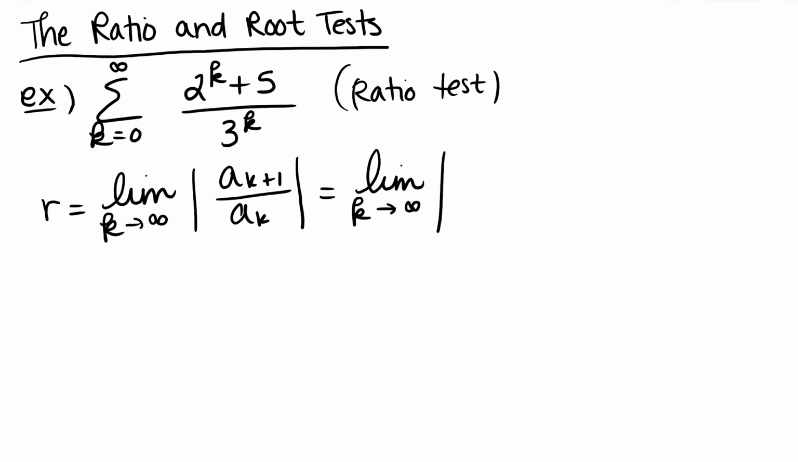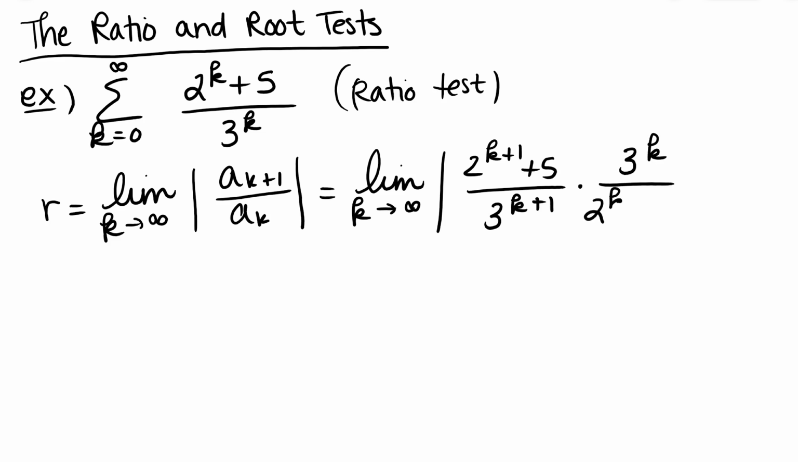The (k plus 1)th term: everywhere I see k, I'm going to put k plus 1. So 2 to the k plus 1, plus 5, all over 3 to the k plus 1. And then I'm going to divide by the kth term. But what happens when you divide by a fraction? You just flip it and multiply. All right, let's see what's going to happen with this.